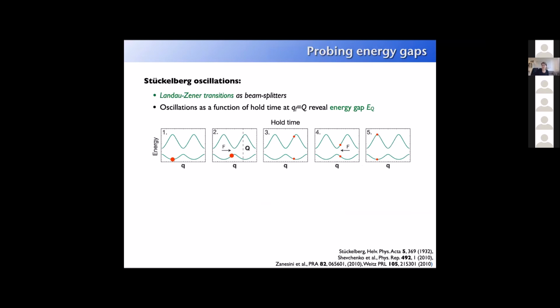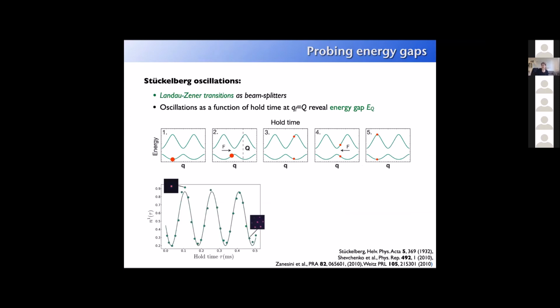And the way we do it is by using an interferometry sequence. I will not go into the details due to lack of time, but if you're interested, I can explain it in more detail. The idea is that we track the time evolution at a specific point in quasi-momentum space and then we find an oscillating behavior whose frequency is determined by the energy difference between the two bands.